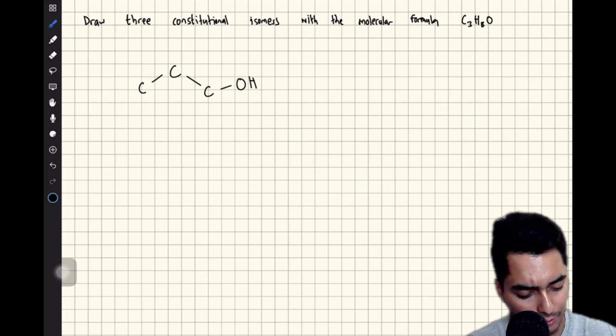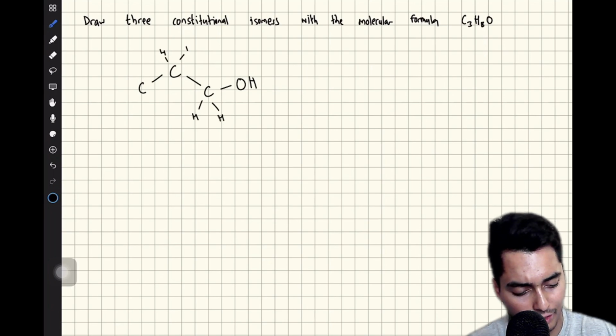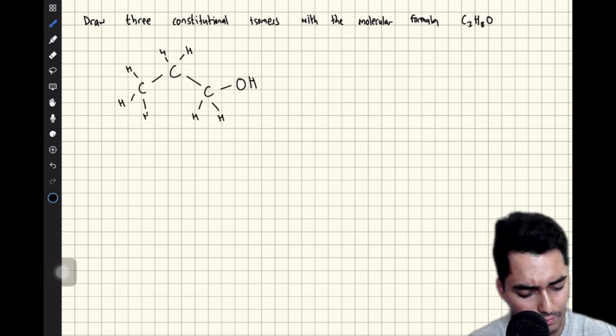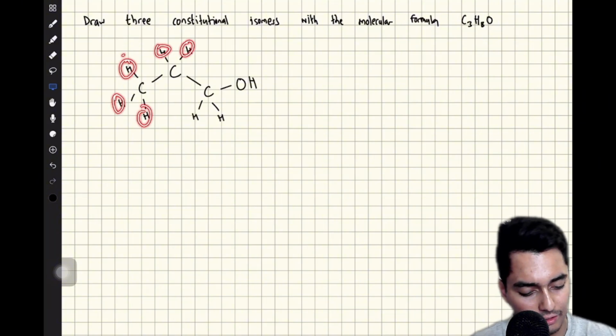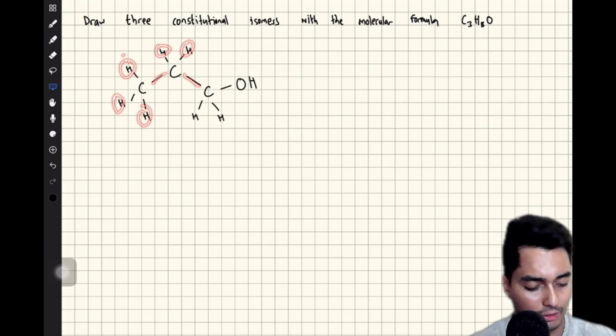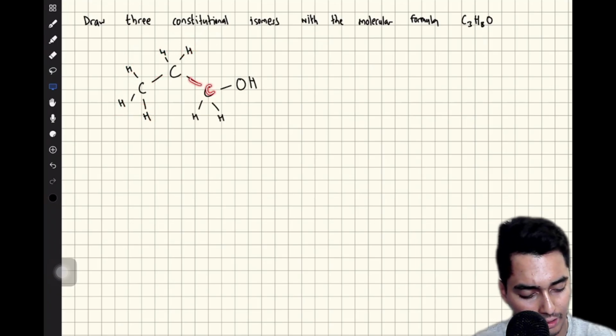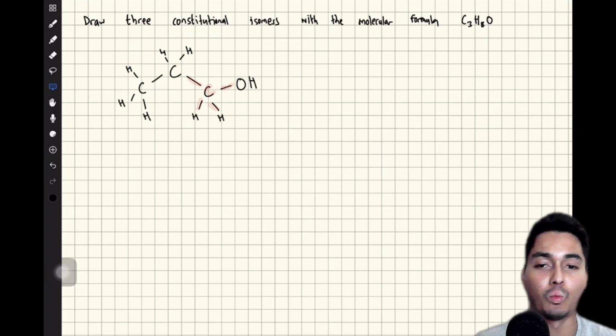Let's fill in the rest of those H's. I'm going to put 2 over here, 2 over here. Notice that every carbon needs to have a total of 4 bonds here. In this case, this carbon has 3 H's attached to it. We have 1, 2, 3. This carbon has 2 H's attached, but then it is bonded to 2 other carbons. And then this final carbon has 1, 2, 3 bonds as well.